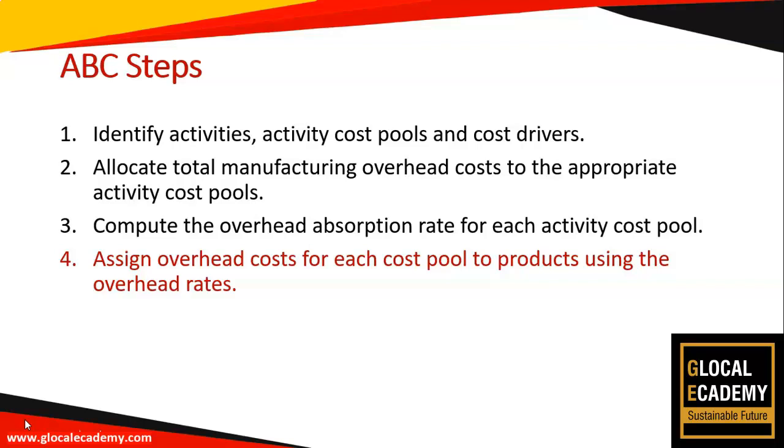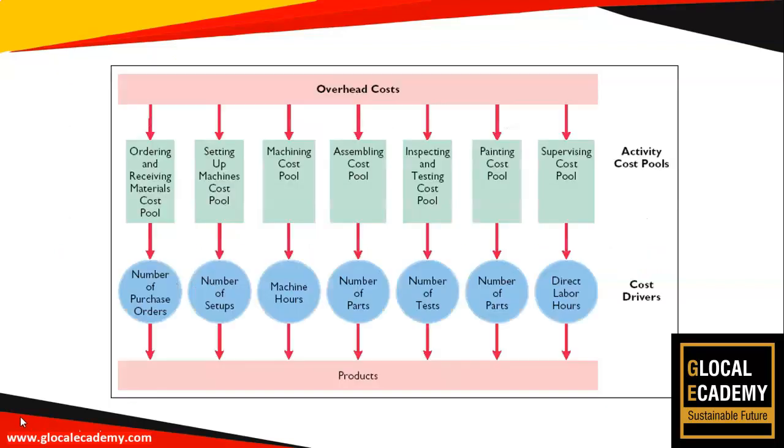on relevant cost drivers. So here again, you can see we have overheads on the top and we have certain activity cost pools. Here we have ordering and receiving material cost pool, setting a machine cost pool, machining cost pool, assembly cost pool, inspecting and testing cost pool, painting cost pool, and supervising cost pool. So our first job would definitely be to identify various activities and activity cost pools and cost drivers.